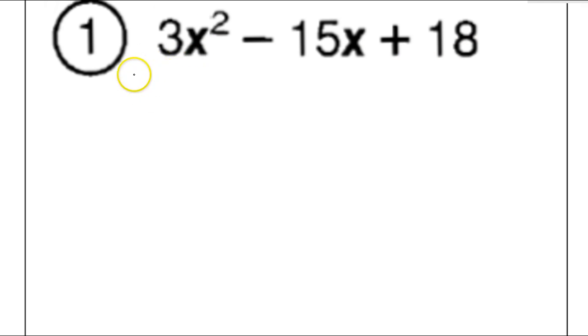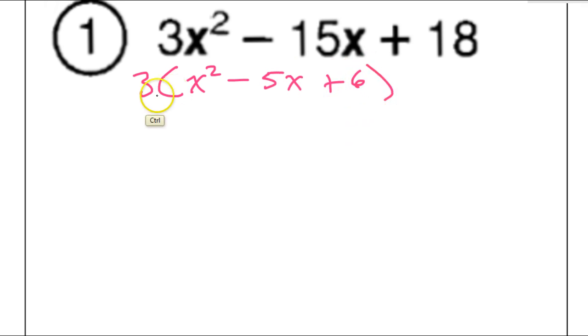So I'm going to bring out the 3, and then if I divide everything by 3, that's going to give me x squared minus 5x plus 6. So my final answer will have this 3 in it, so we'll be careful not to forget about that. Now I'm going to focus on this trinomial.